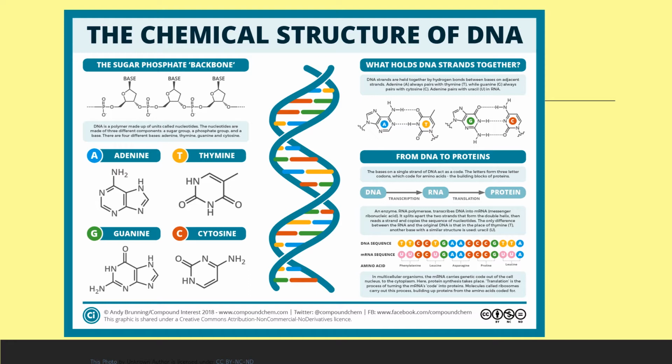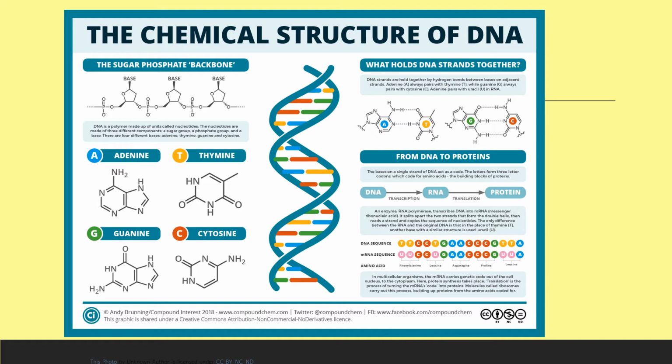Bases are of four types. We can see four different types of bases in DNA: adenine, thymine, guanine and cytosine. If you are taking RNA, then you can see uracil instead of thymine.